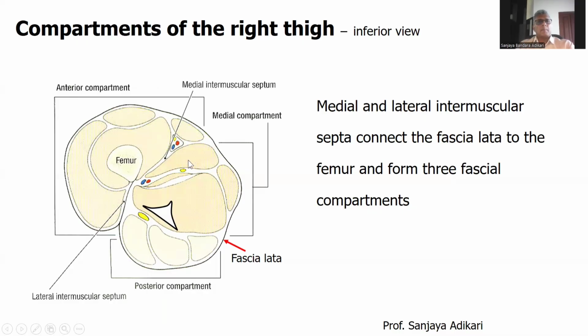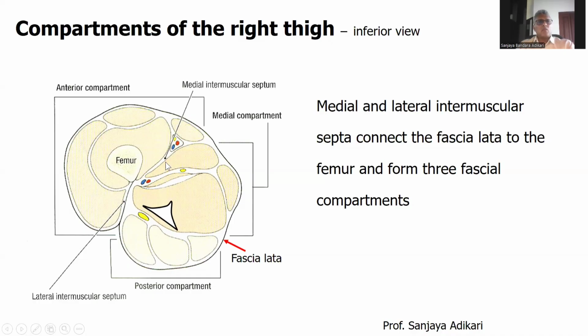Then there's no identified named intermuscular septum between the adductor compartment and the posterior compartment. One good reason is that the adductor magnus muscle, which is a large muscle, has two components, the adductor component and the hamstring component. So the hamstring part actually belongs to the posterior compartment in a way. And therefore you can't have an intermuscular septum because it's one muscle. Anyway, you have three compartments, two intermuscular septa.